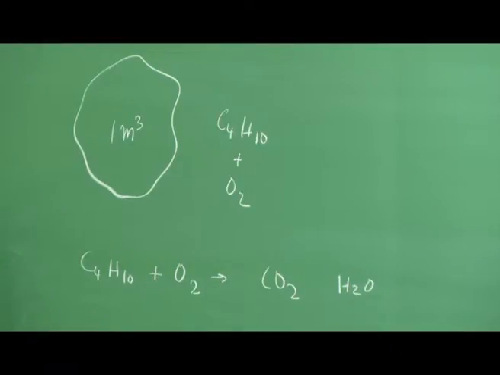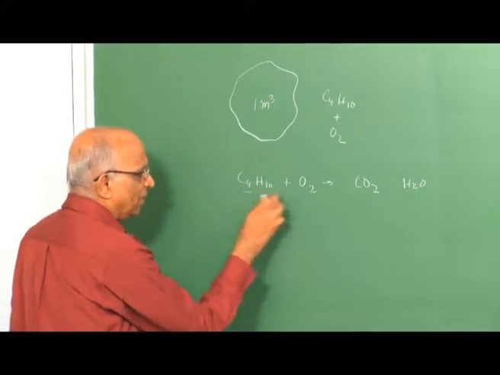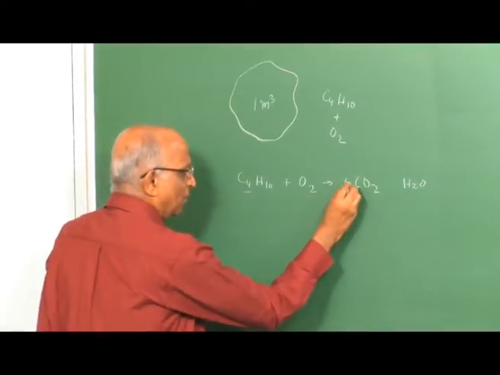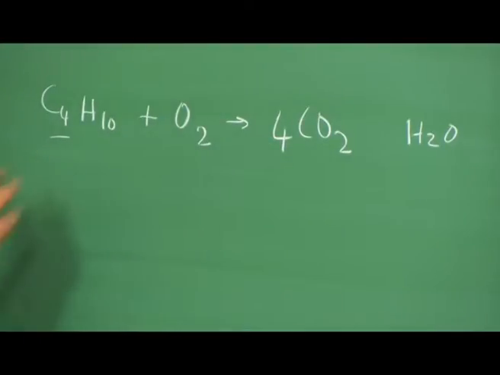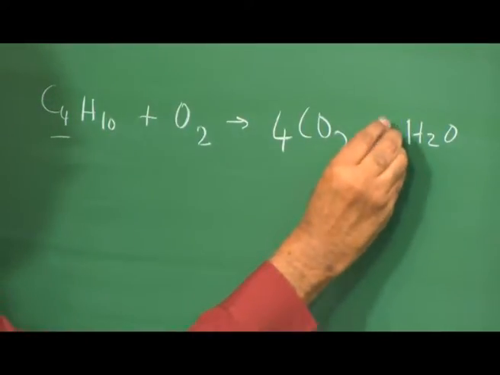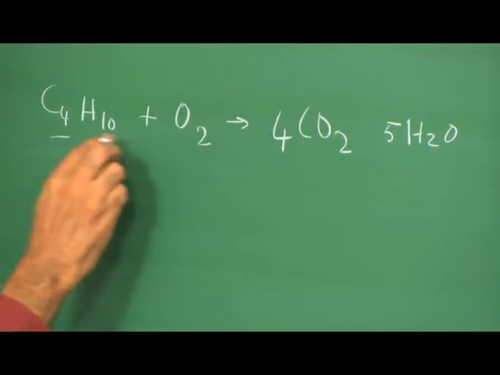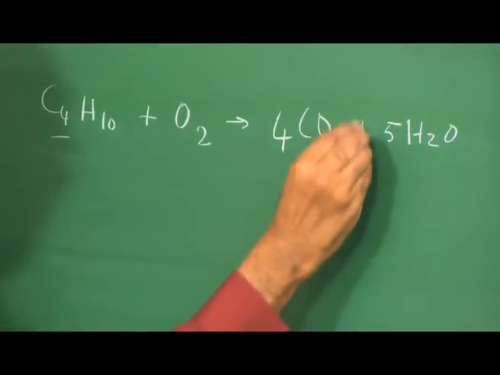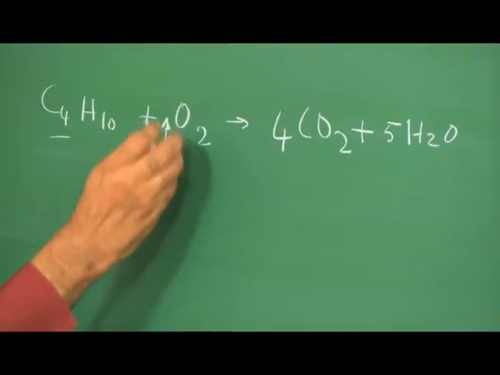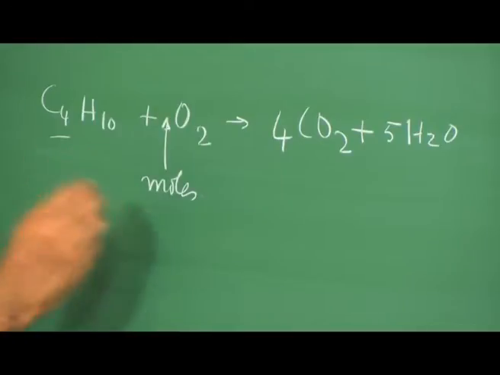If we assume this, I have carbon, which is 4, which reacts with oxygen to form carbon dioxide. I have 4 atoms here, so I should get 4 of carbon dioxide. I have 10 atoms of hydrogen, and with H2O, I should form 5 H2O. So the 4 atoms get balanced here, the 10 atoms get balanced here, and this is the type of reaction. But then how many moles of oxygen do I require? Not molecules, mind you.